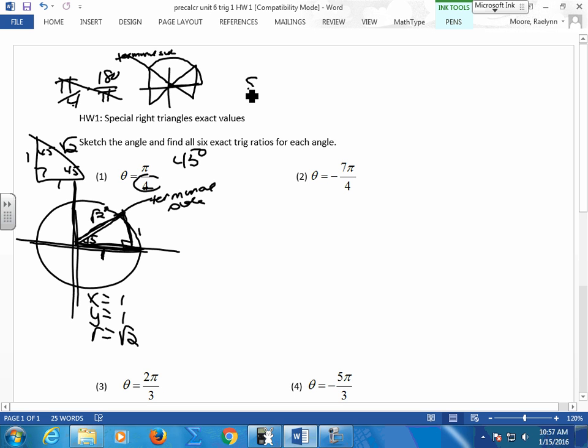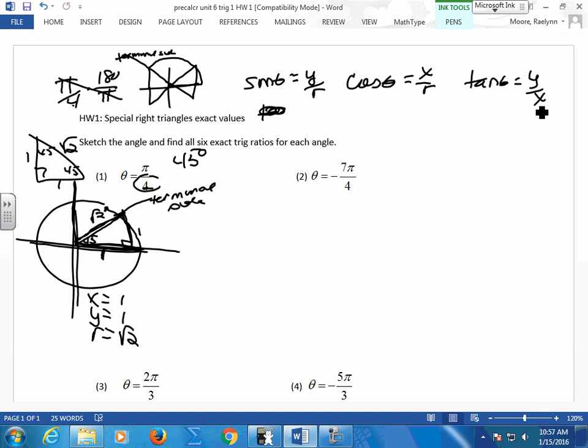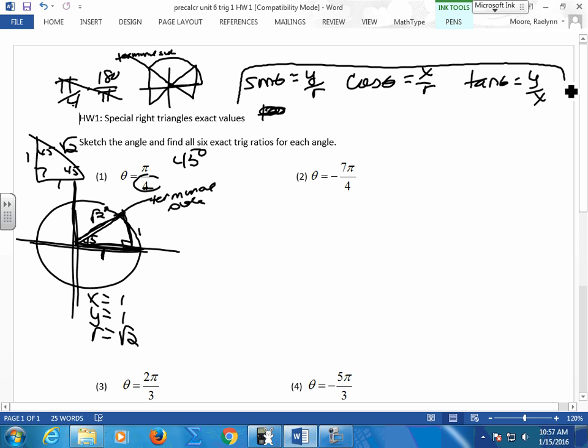You do have to know the sine is y over r. Cosine is x over r, and tangent is y over x. That you do have to know. An easy way to remember that is sine and cosine: which letter comes first in the alphabet? C. Which letter comes first in the alphabet, X or Y? X. So the X is your cosine. The Y is your sine. If anything, just make sure you know these guys.